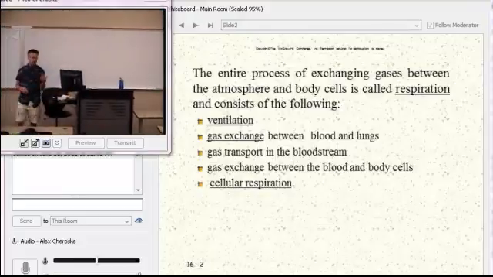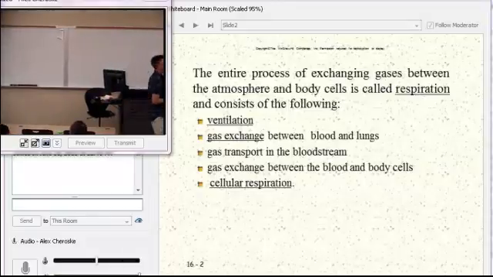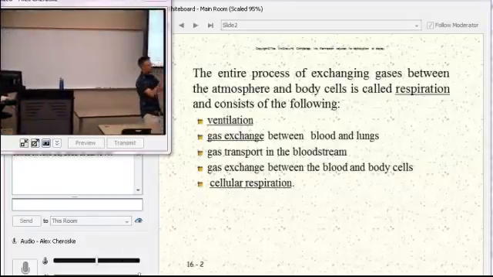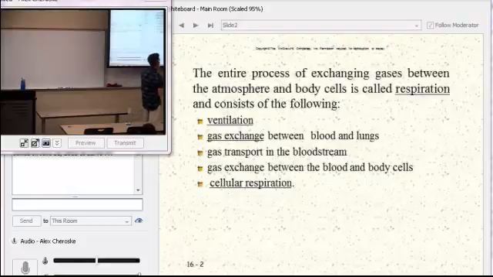And that's going to be from the alveoli, those little bags or sacs, to what we call the pulmonary capillaries. So we're going to have all kinds of capillary beds surrounding these alveoli so that we can pick up oxygen and drop off carbon dioxide. So that's 2. We need gas exchange at the lungs. 3, gas transport in the bloodstream.